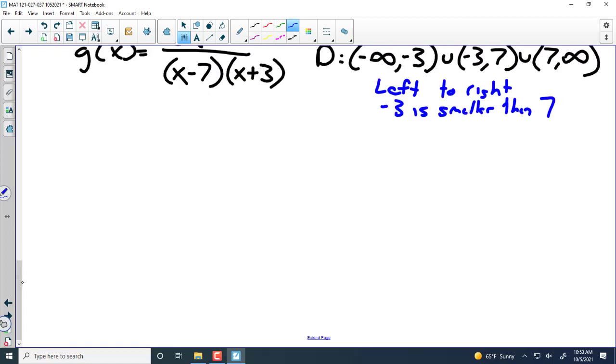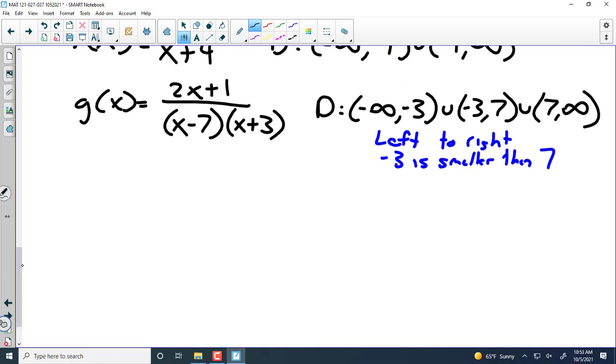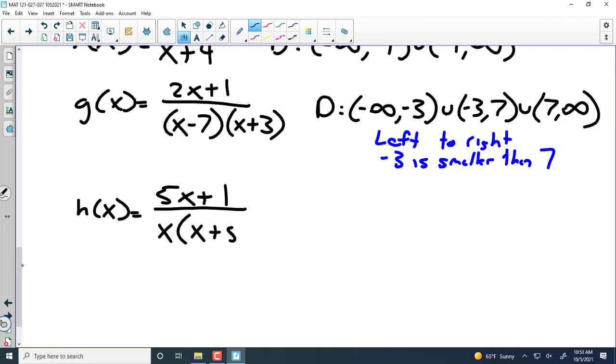How about this one? h of x equals (5x plus 1) over x times (x plus 5). Don't forget what you know about polynomials. What I'm basically asking you right now are what are the zeros of the denominator? What are the numbers that will make the denominator equal to 0? What numbers make the denominator equal to 0?